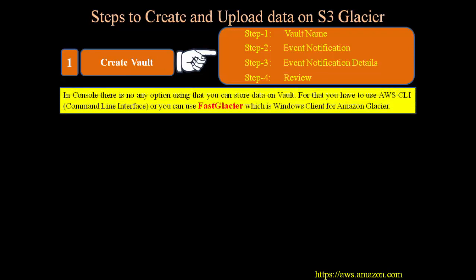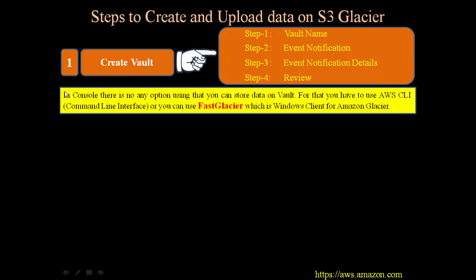Now one important thing you need to note: in the console there is no option using which you can store data in the vault. Once you create a vault and check your whole console, there will not be any option to directly upload data inside the vault or retrieve data from the vault. So if you want to store data inside the vault or retrieve it, we have two options. One is the AWS CLI, that is the command line interface. Using the AWS command line interface you can store data inside the vault and retrieve data from the vault.